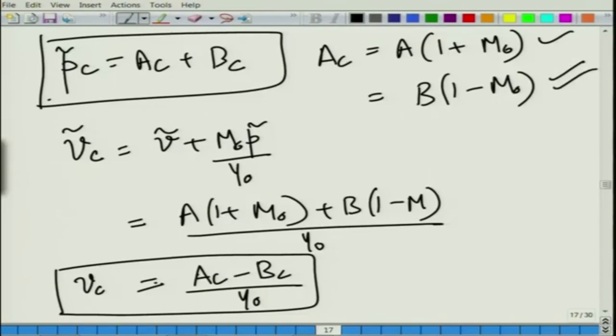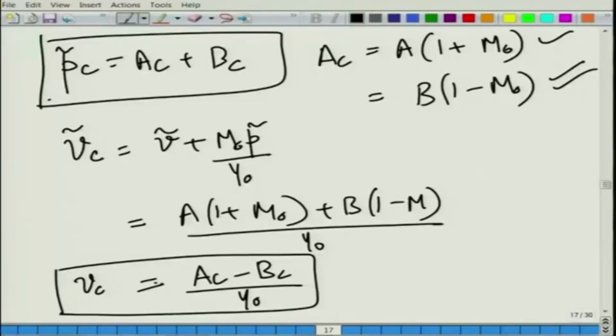Basically the entire idea is that just like we decompose the classical state variable pressure P into A plus B and classical mass velocity in terms of A minus B, the same thing we can directly decompose the convective state variables in terms of AC and BC, and similarly Vc, the volume velocity convective term, can be decomposed as AC minus BC divided by y naught. The idea is to incorporate the convective effects of mean flow.